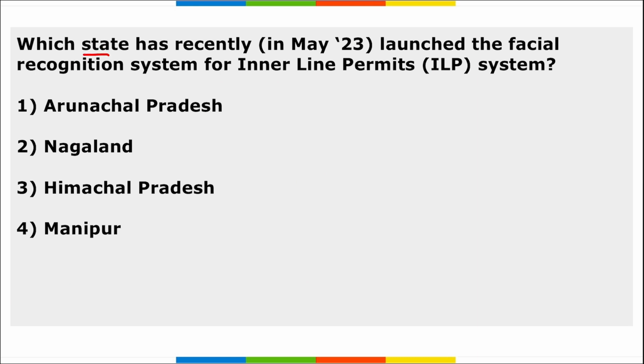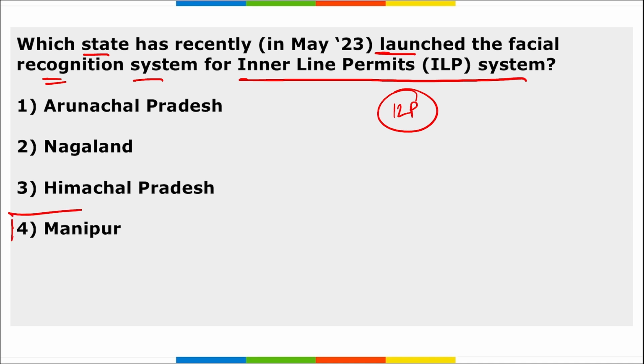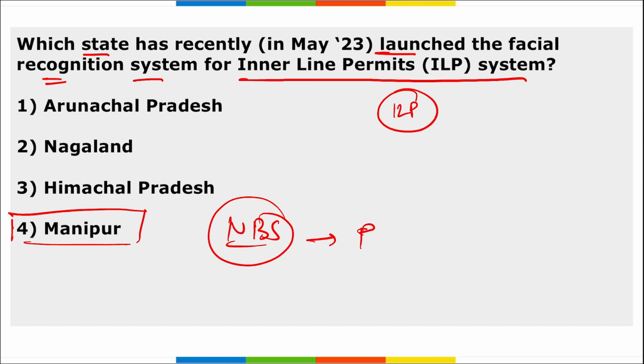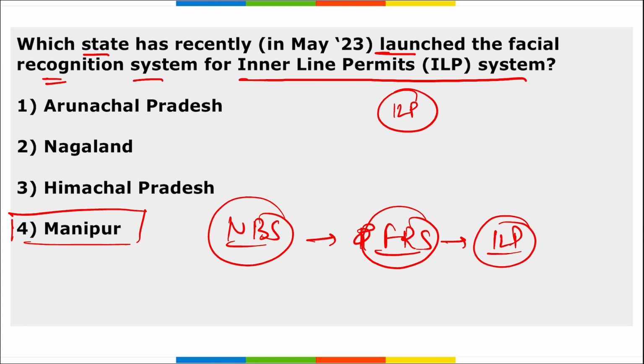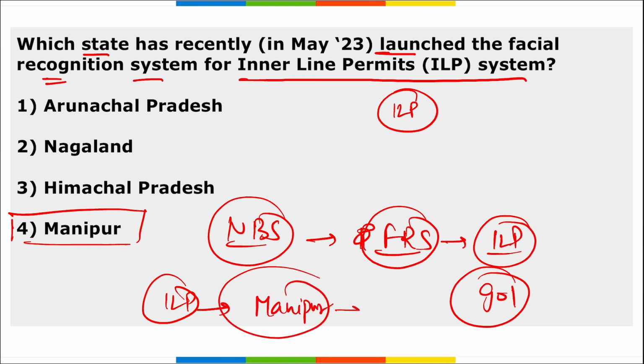Next, which state recently launched the facial recognition system for the Inner Line Permit system, that is ILP? So which state recently launched the facial recognition system for the Inner Line Permit system? It is Manipur. Correct. Manipur's Chief Minister N Biren Singh launched this facial recognition system for the ILP, that is Inner Line Permit. This ILP is an official travel document issued by the government of India, and this will allow inward travel of Indian citizens into a protected area for a limited time. This ILP came into effect in Manipur on 1st of January 2020.